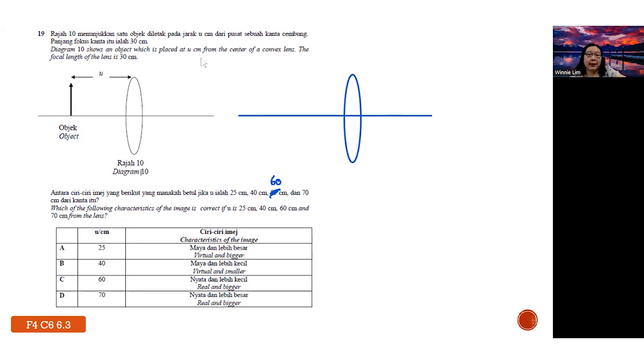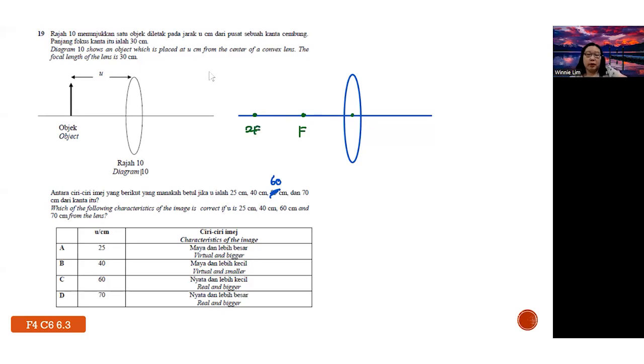So basically, when the object is at different points, all lenses will actually have their focus point. Okay, so the focus point is a point where all the rays parallel to the principal axis will focus. Okay, so this is the focus point. So this is the double focus point.